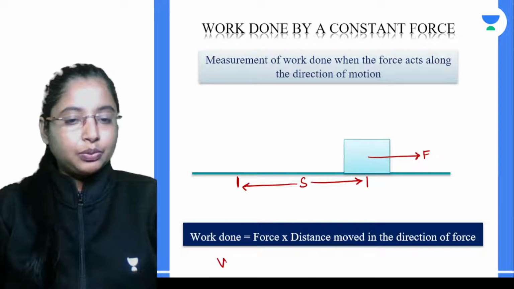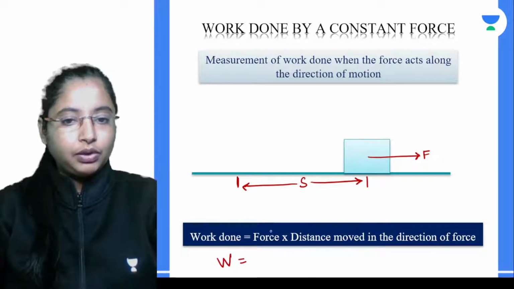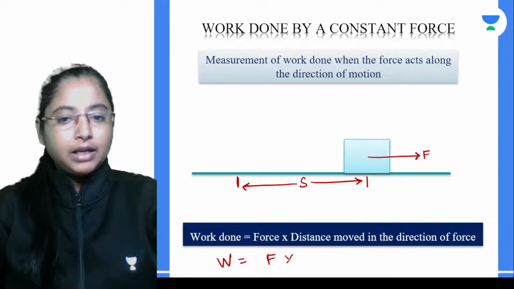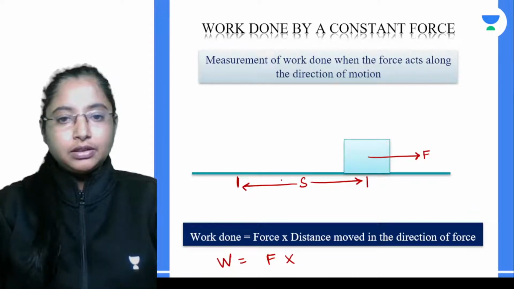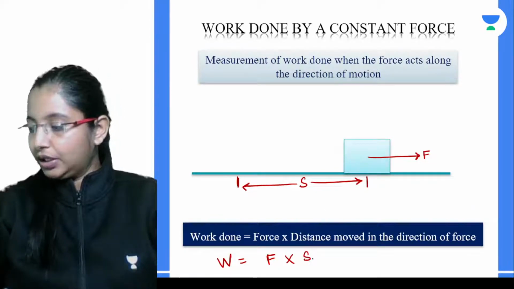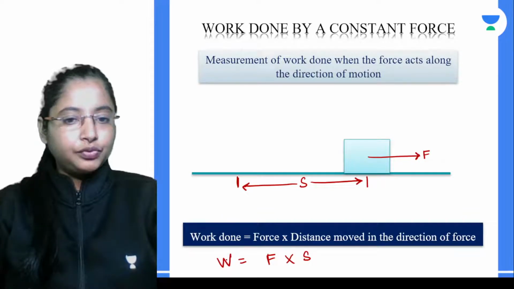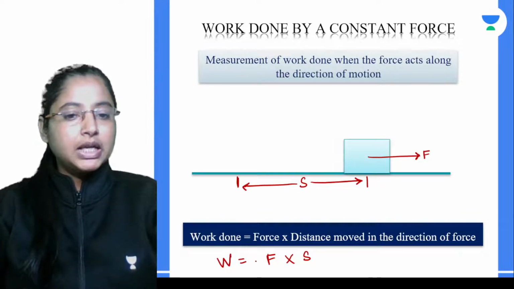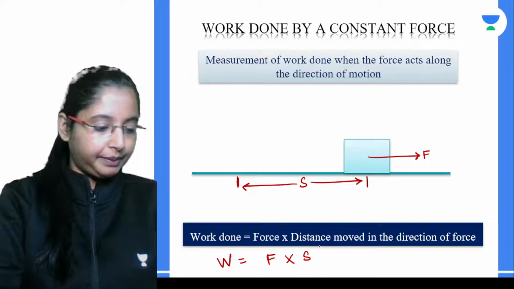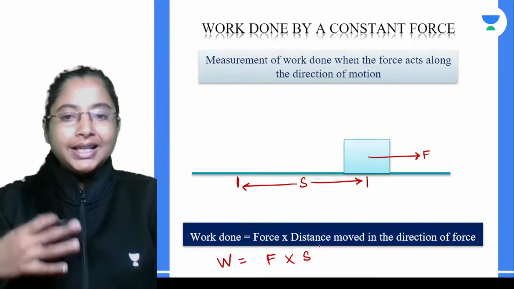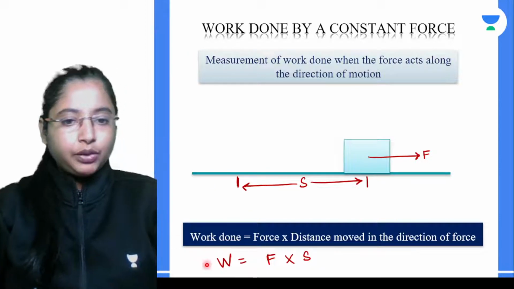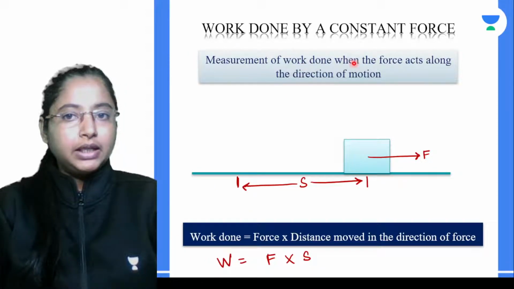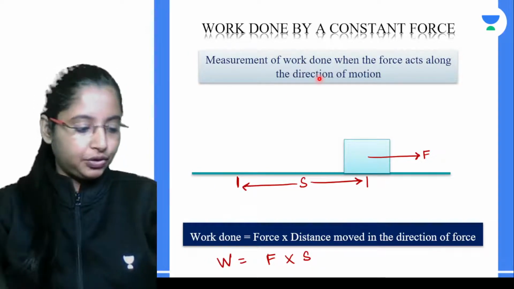So in this case, work done will be equal to force times the distance moved in the direction of the force, right? This distance moved, we have taken it as S over here. So from here what we see, work done is equal to force times displacement. This is the equation we use to measure work done when the force is acting along the direction of displacement.